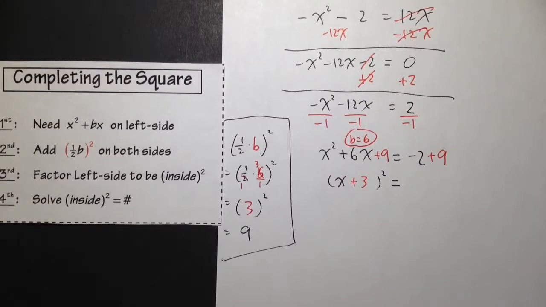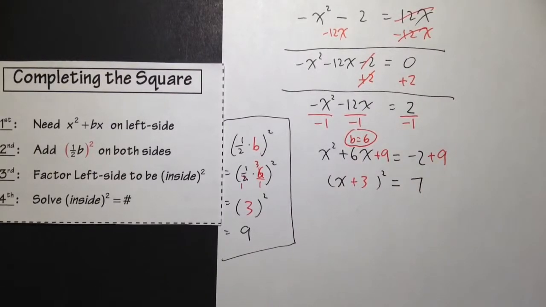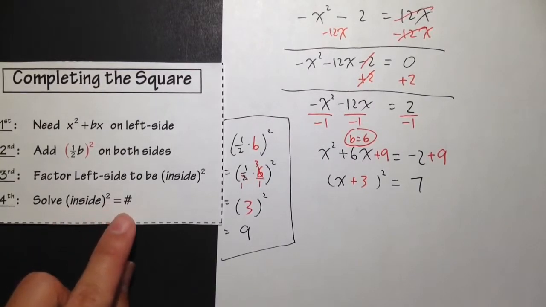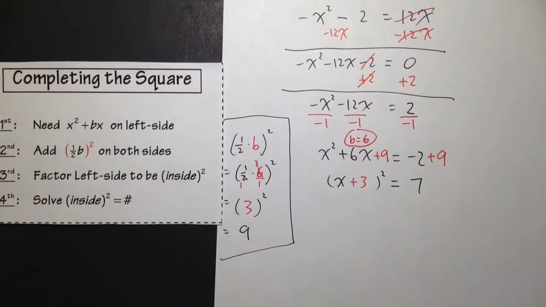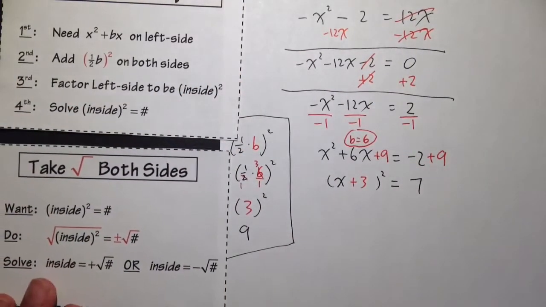x plus 3 squared is indeed x squared plus 6x plus 9. You can check it down below. Negative 2 plus 9 is equal to 7. Okay? So we got it. Something inside to the second power is equal to a number. Then we just need to square root both sides and then solve for it.